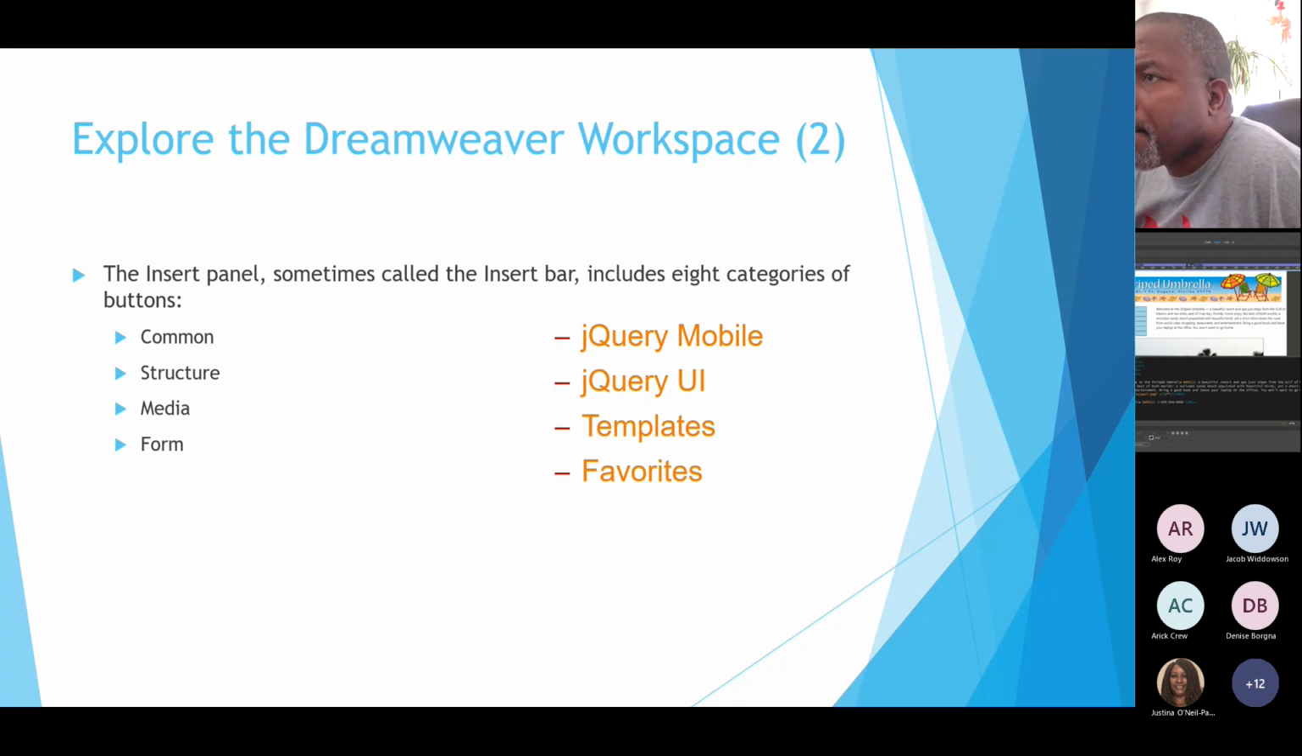It's got common, structure, media, and forms. Common are just generic buttons that you might have, like divs and images, paragraphs and lists. Structure is for those nice HTML5 elements to lay things out and give it some kind of meaningful structure. And then media and forms are kind of what they say they are. We'll be using them to add media and add images, and add forms when we get to forms.